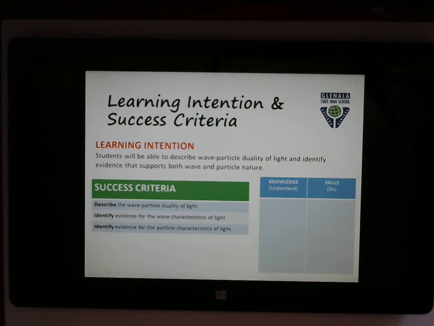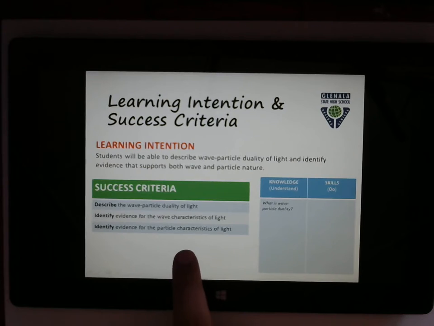In terms of your knowledge, you've got to know, well, what is wave-particle duality? If you don't know what it is, it's pretty hard to describe it. And then the other bits of knowledge are you identify what is the evidence for the wave nature, what is the evidence for the particle nature.